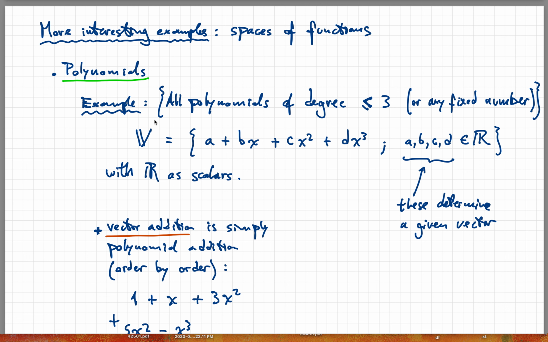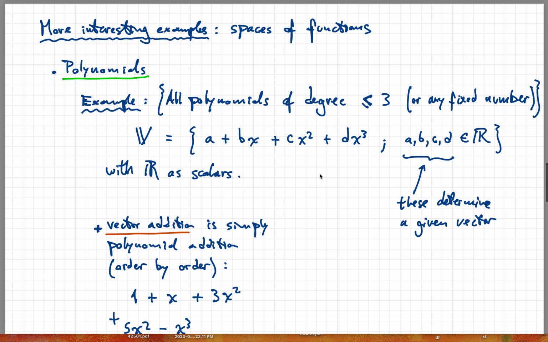And in this example, I want to consider all polynomials of degree less than or equal to 3. It could be any fixed number, really, but let's consider 3 for this example. And so my set of vectors is going to be the set of objects of this form. So this is going to be our polynomials. They have all degree less than or equal to 3, depending on the values of D, C, B, and A. In general, A, B, C, and D are going to be real numbers in this example. And I will take the reals to be the scalars. So all the real numbers are my scalars. And once I have these numbers, that determines a particular vector. But this number could be anything, any real number.